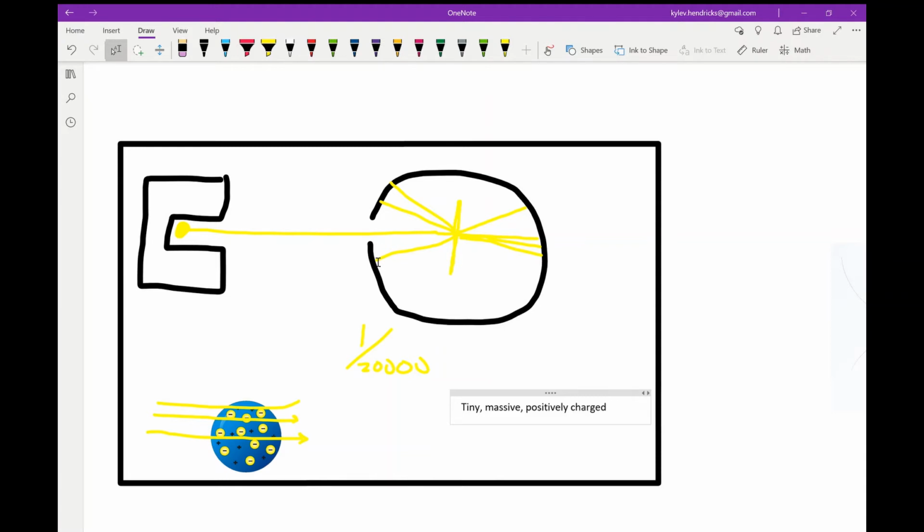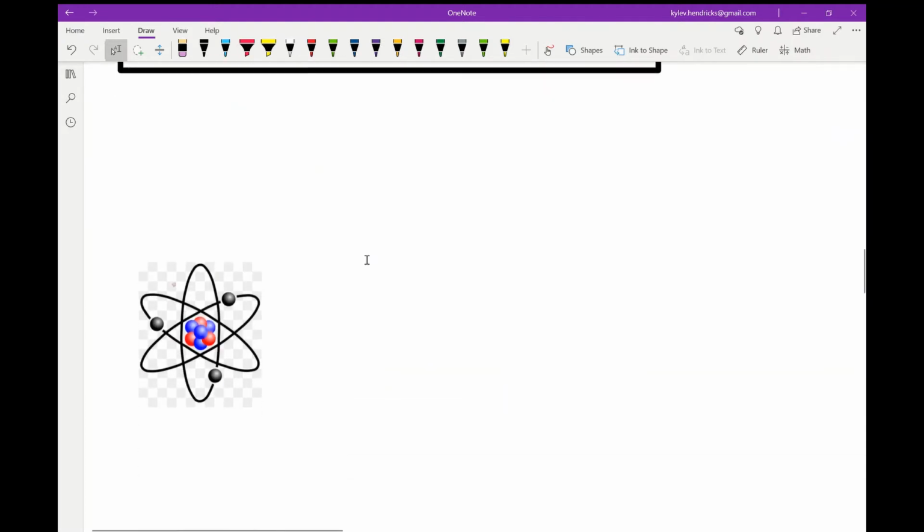So the model that he proposed is the one that we kind of assume when we look at the atom. A positively charged center with these little electrons. So he knew that there were negative aspects of the atom, but he knew that the center had to be positive.